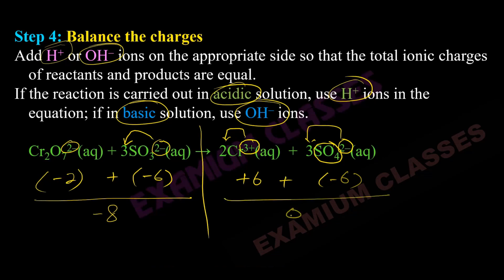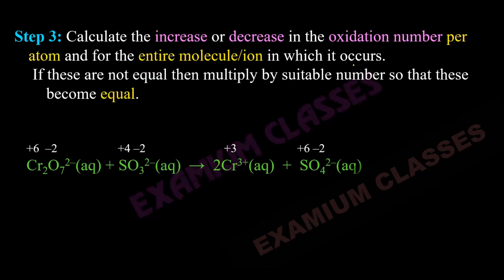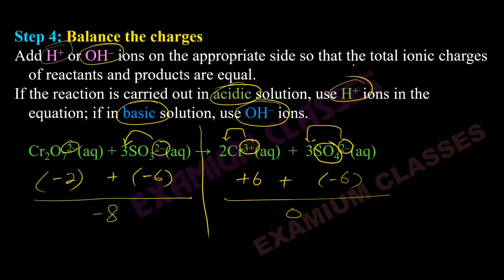Now this is an imbalance in charge. On the left hand side, I have -8 charge. On the right hand side, I have 0 charge. And this particular question says it is acidic medium. So if I go back to the question, it is acidic medium. And if it is acidic medium, I need to add H plus ions to balance the charges.